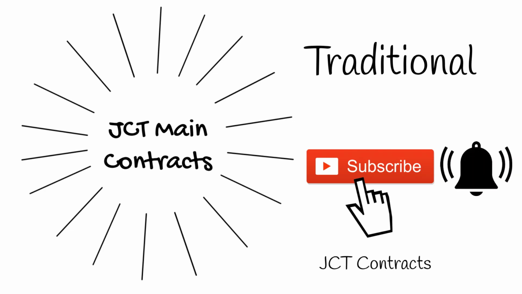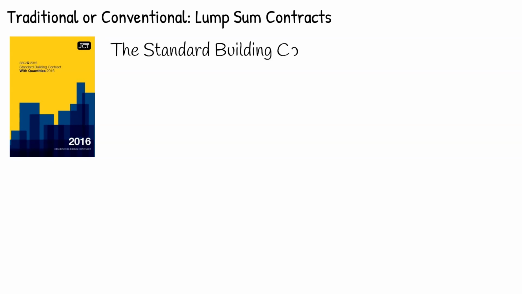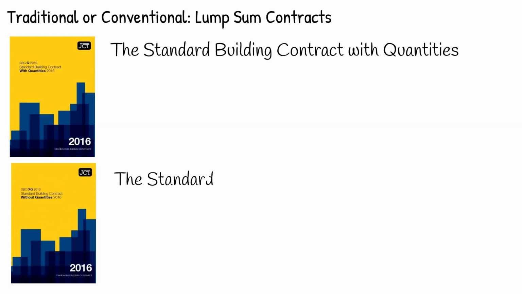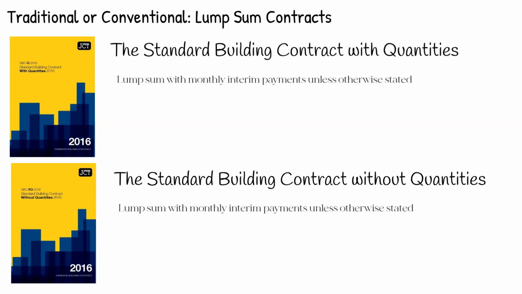Traditional or conventional, lump sum contracts. The standard building contract with quantities, and the standard building contract without quantities. Both prices are based on lump sum with monthly interim payments, unless otherwise stated.